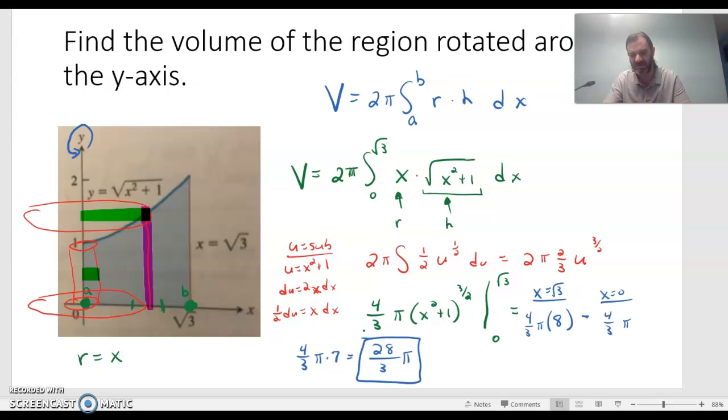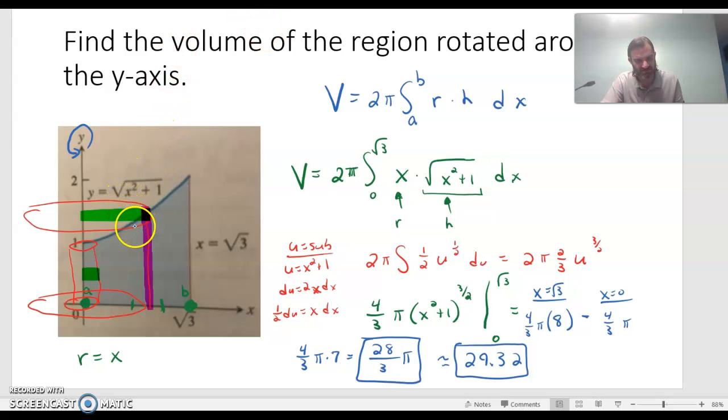And let me put in the calculator. 28 divided by 3 times pi. Looks like around 29.32. Okay, now we could do this with a different method. Just a little bit of talk after we've got this answer.